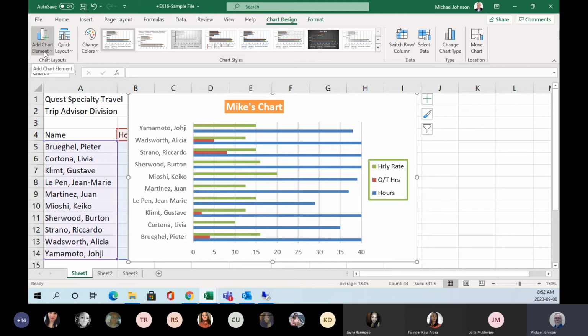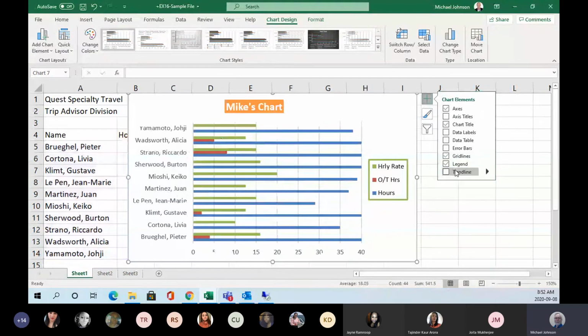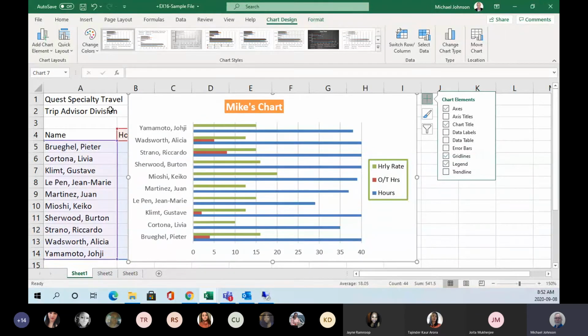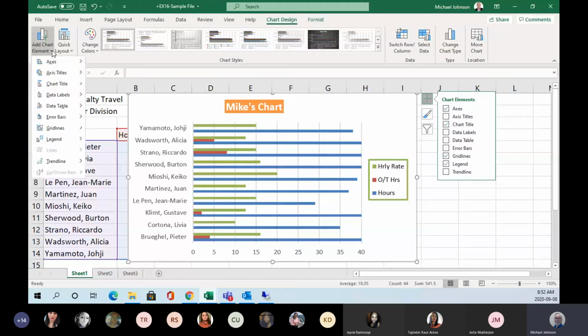Over here on the left-hand side at the very top of the ribbon, you'll see Add Chart Elements. Now, there's another place to do that, and that's this plus symbol, adding chart elements, which is the same thing. We can add different elements that we would probably want to have in this particular chart. But we're going to start over here first.